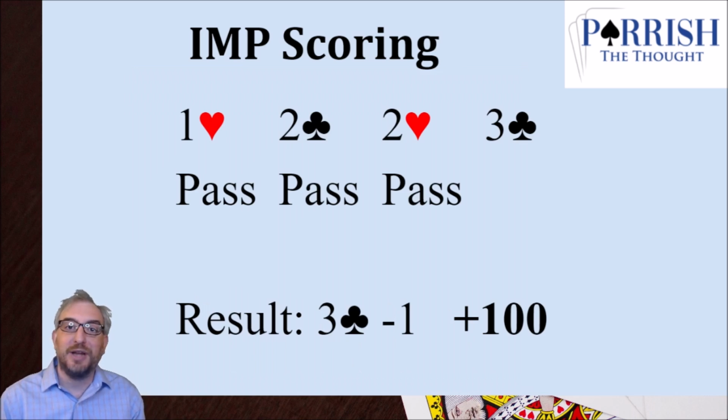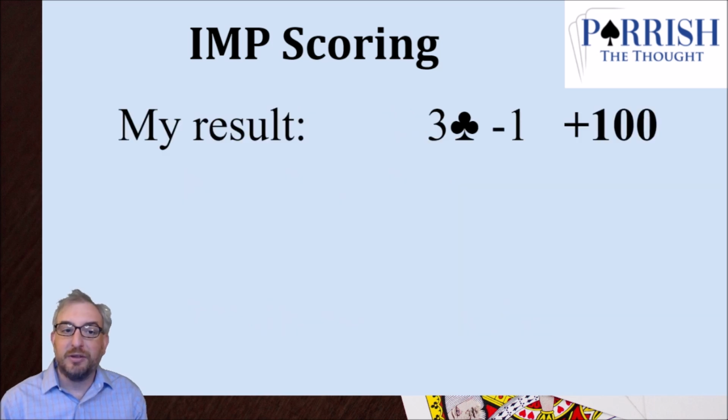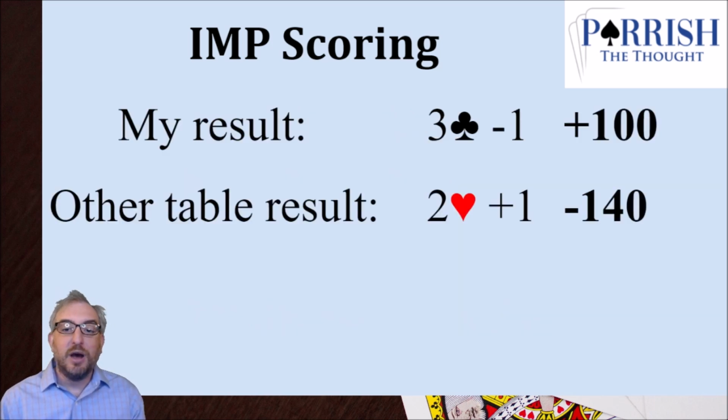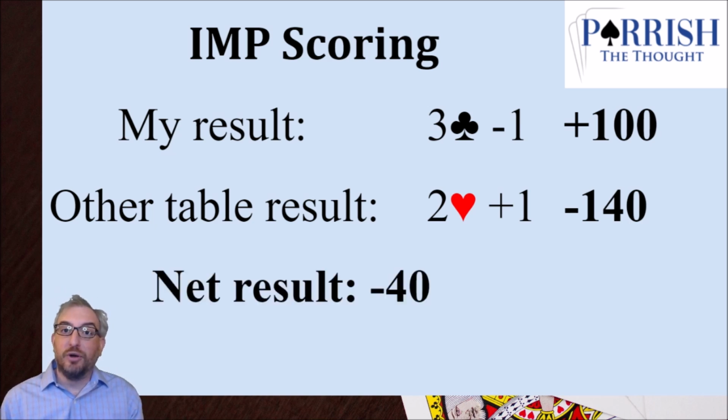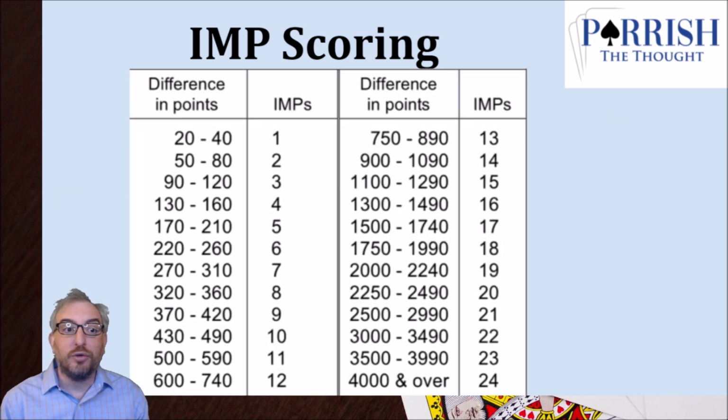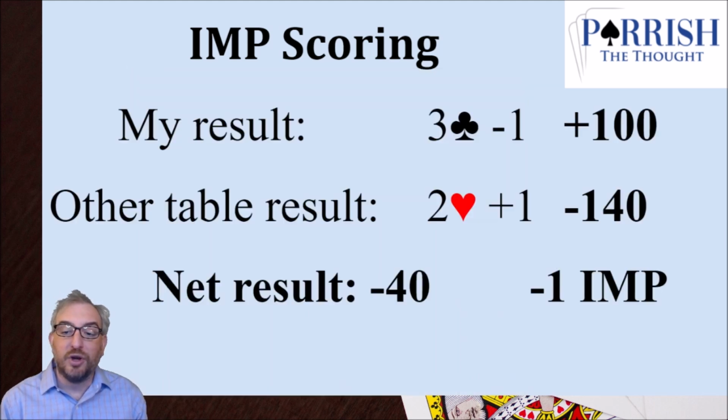So let's go back to our example where we set 3 clubs and we got 100 points. So that's the result at our table. At the other table, our partners let our opponents with our cards play in 2 hearts and they made 3. So our partners went minus 140 for a net result for our team of minus 40. So we consult our chart and we see that 40 points translates to 1 imp. And so the result on this hand is that we lost 1 imp.